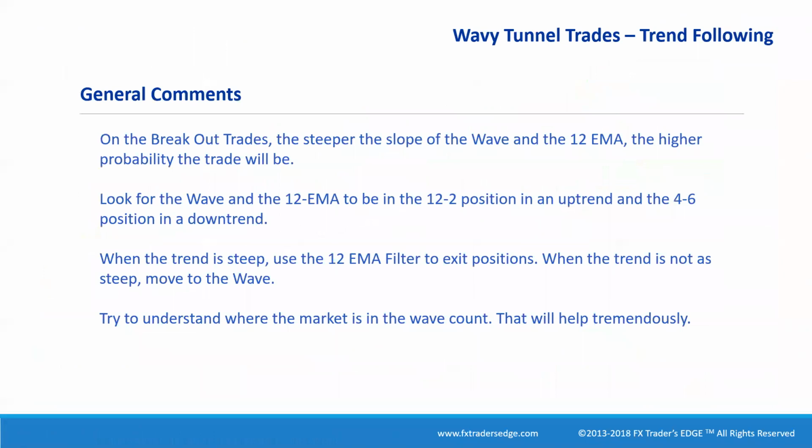So on the breakout trades, the steeper the slope of the wave and the 12 EMA, the higher the probability the trade will be. Meaning, you want to see a steep slope because then the trend is going to be a nice trend. Look for the wave and the 12 EMA to be in the 12 to 2 o'clock position in an uptrend, and the 4 to 6 o'clock position in the downtrend. That's on a clock face. When the trend is steep, use the 12 EMA filter to exit positions. When the trend is not as steep, you can move to the wave.